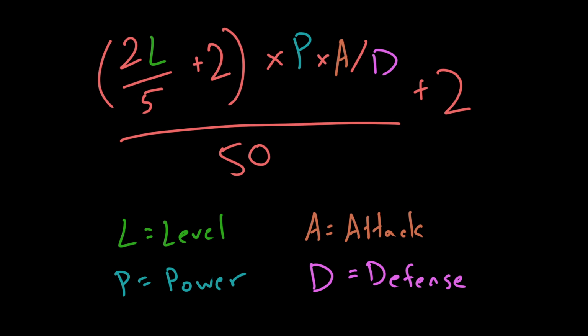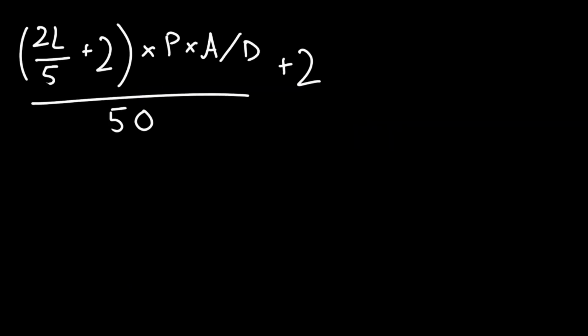So if it's a physical attack, it's defense. If it's a special attack, it's special defense. There's the power of the attack, which I label as P. And finally, there's the attacking Pokemon's level, which I will label as L. Let's start cleaning it up.